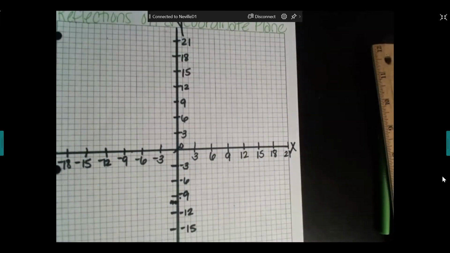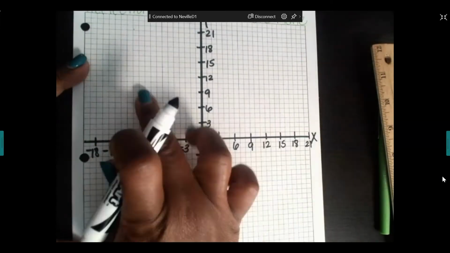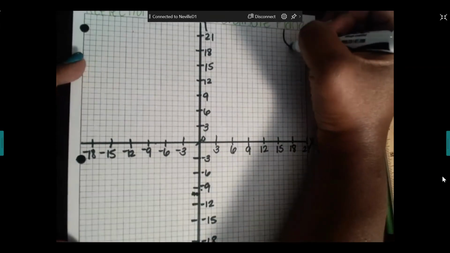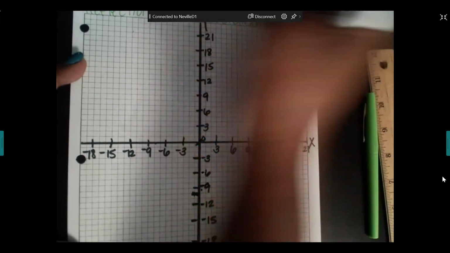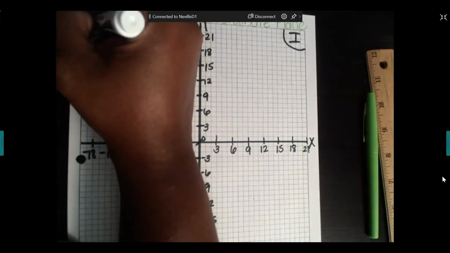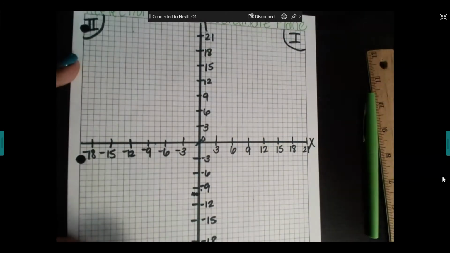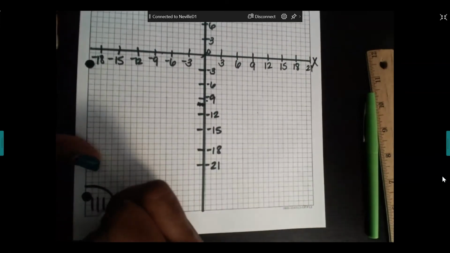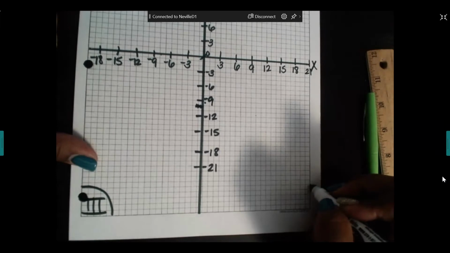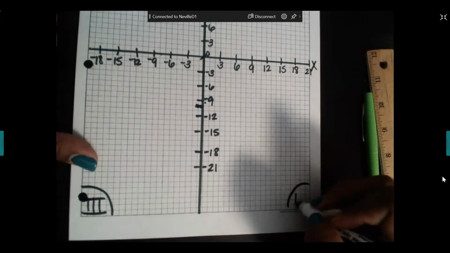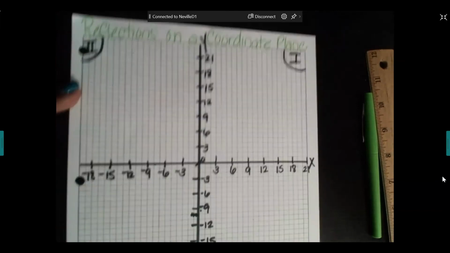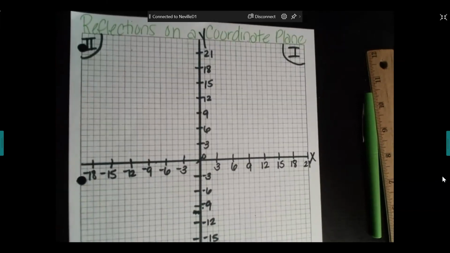Together, let's make sure we remind ourselves of the 4 quadrants here. What quadrant is this, class? 1. This quadrant? 2. This quadrant? 3. Yeah, I'm going to write that down here. And make sure we're using those Roman numerals. We want to be really familiar with them. Okay?